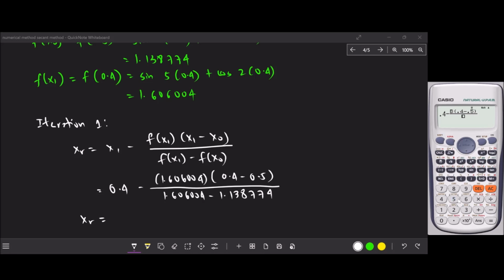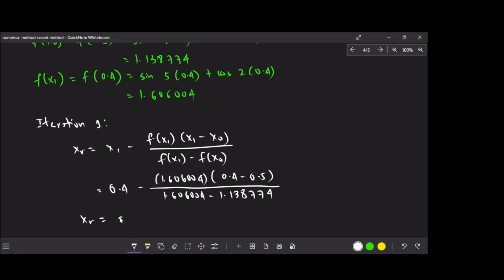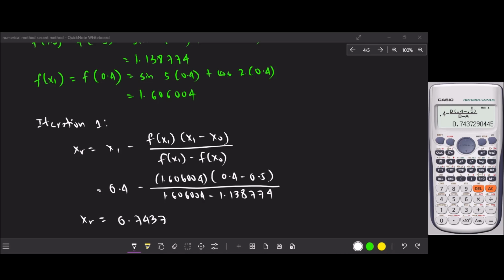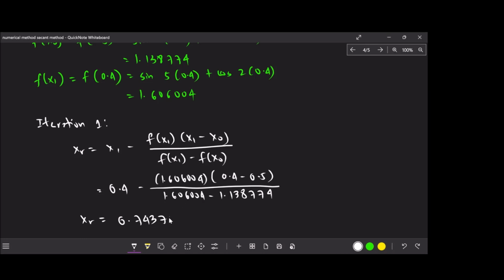Then we also recall B, no? Minus this one I've stored here in A. Okay, so to check, B is 1.606 and A is 1.138774. So we will have 0.743729, to 6 decimal places. So 0.743729. So I just restore this one also.